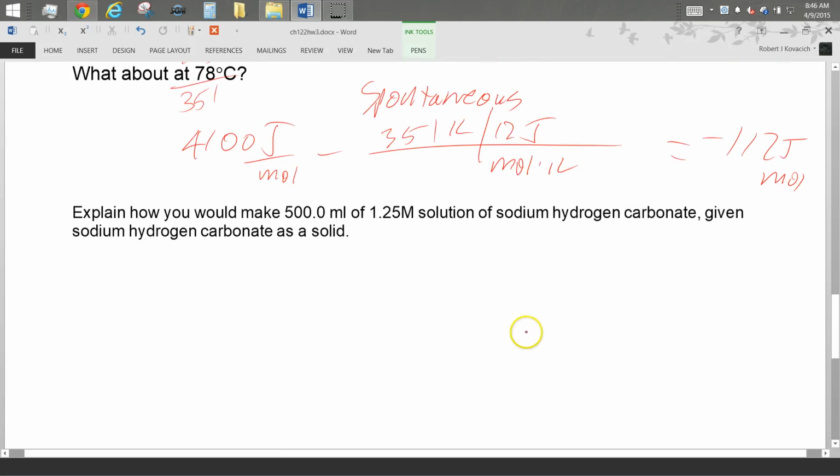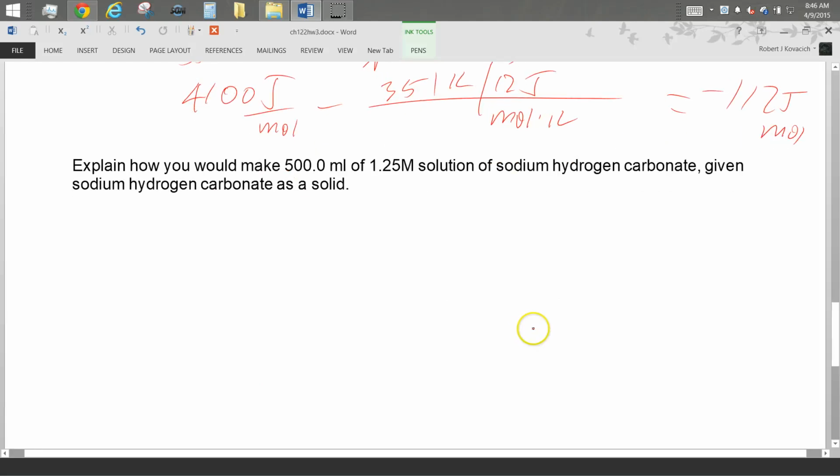Explain how you'd make 500 milliliters of 1.25 molar solution of sodium hydrogen carbonate given solid sodium hydrogen carbonate. Okay, so what do we need to do first? Get the right mass amount for the sodium hydrogen carbonate. Okay, so I want it to be 1.25 moles per liter, and I've got a half a liter, and I need 1 mole to, what is baking soda's number?